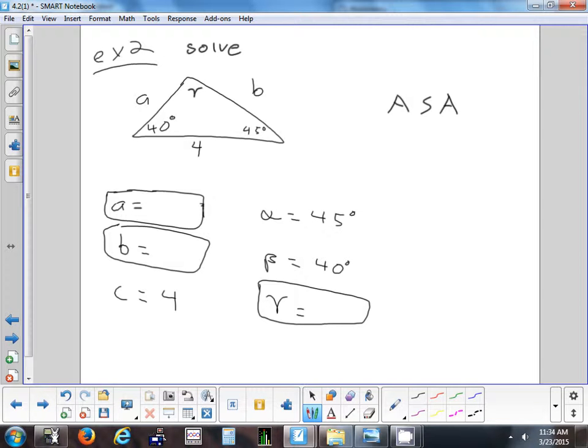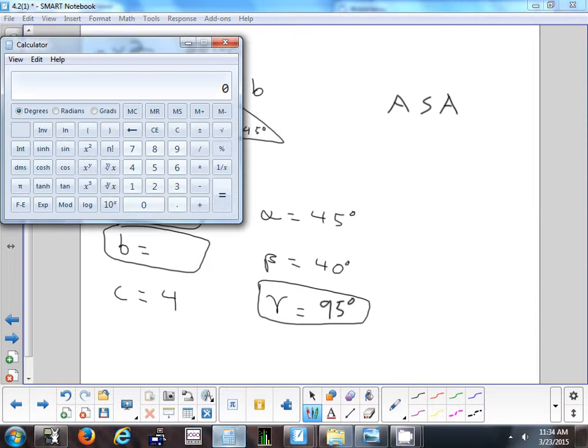Yeah, what's this last angle? You want to remember how to say it? Gamma. Good. We can find gamma, and then we'll have a row that's complete, and we're good. So what does gamma come out to here? 95. Just take 180 and subtract 85.